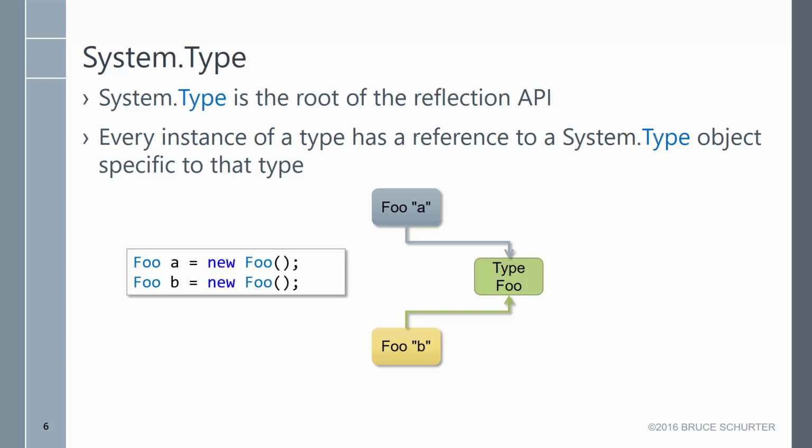Every instance of a type has a reference to a System.Type object specific to that type. So in this case, we have a class called Foo, and we would create 2 of them, A and B. And notice here, Foo A and Foo B both will point to the same type value because they're both of type Foo.